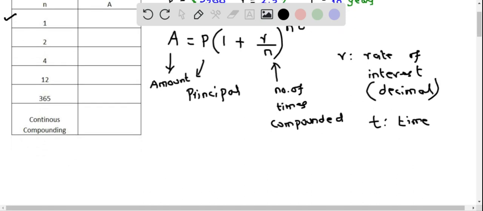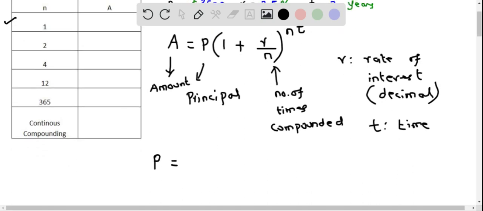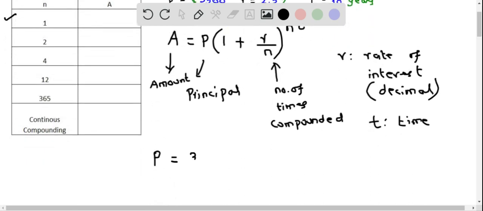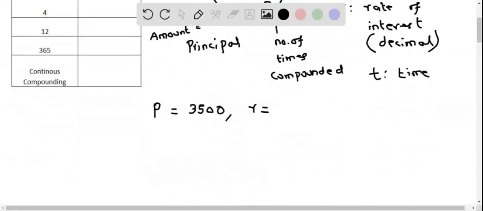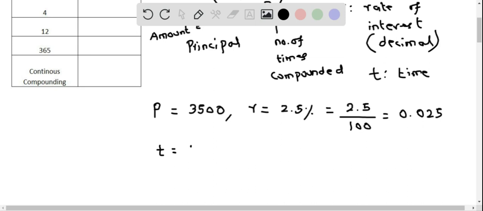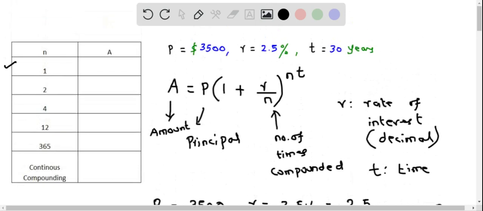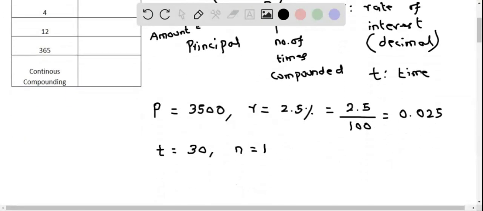In this case, we consider P equals $3,500. So I simply utilize this number, 3,500. r is the rate of interest, r equals 2.5%, and this we have to convert to decimal. We do this by dividing by 100. So 2.5 over 100 equals 0.025. And t here is 30 years, and n equals 1, since we calculate for the first case. This means it is compounded one time per unit of time.